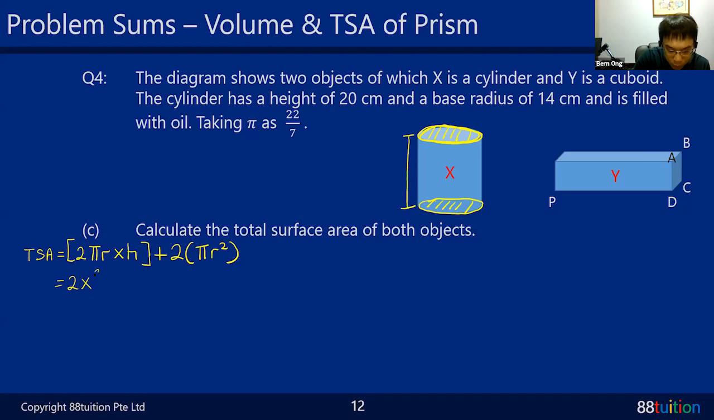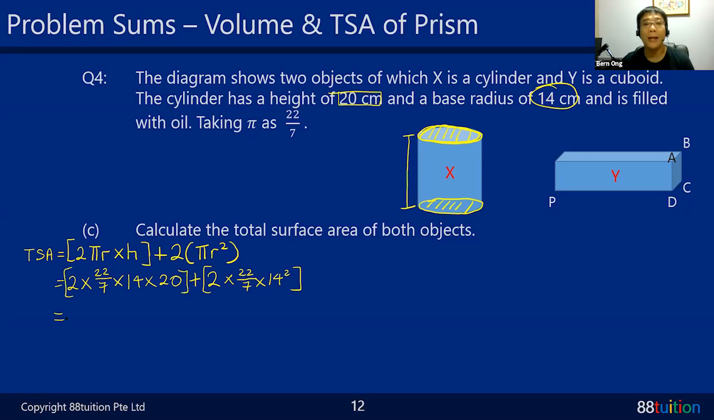Okay, so now you put in the numbers. Pi is 22/7. The radius of the cylinder is 14. The height of the cylinder is 20, plus 2 pi r squared. Pi is 22/7, radius is 14 squared. You can put a bracket, but if not, it's very safe also. Press everything into your calculator from left to right. 2 times 22/7 times 14 times 20 plus 2 times 22/7 times 14 square. Answer, beautiful number, 2992.